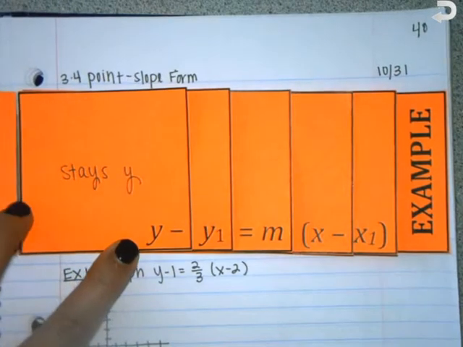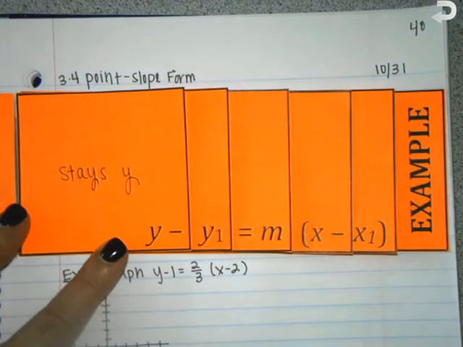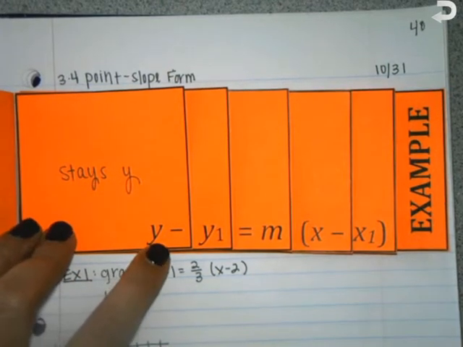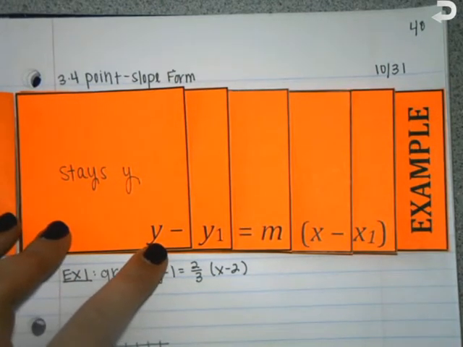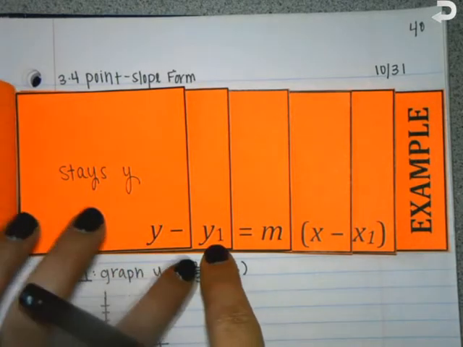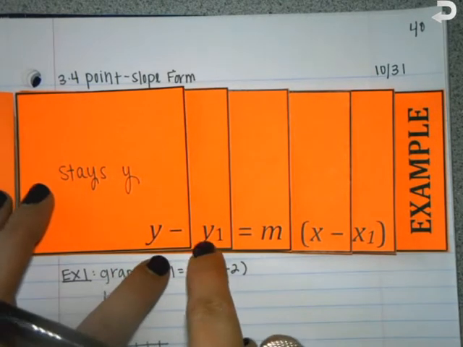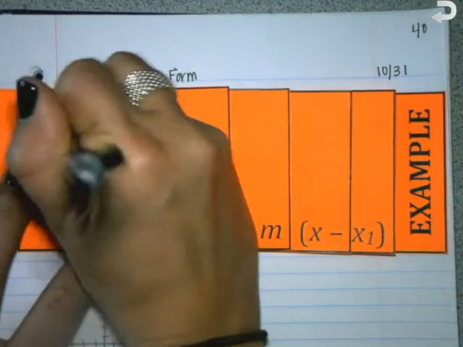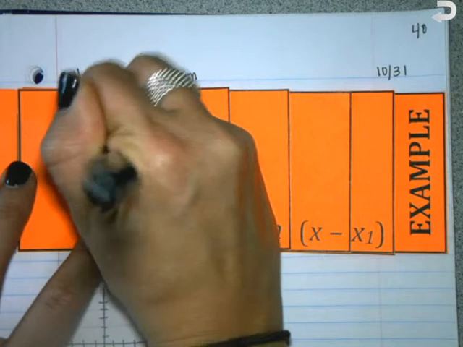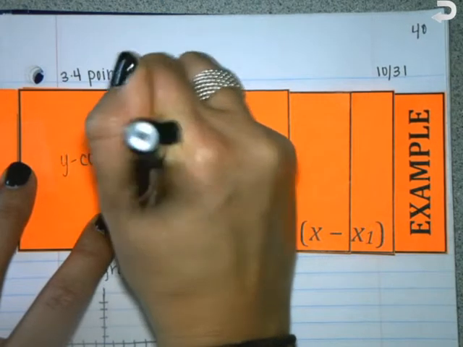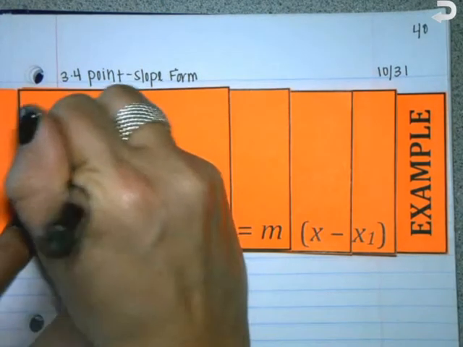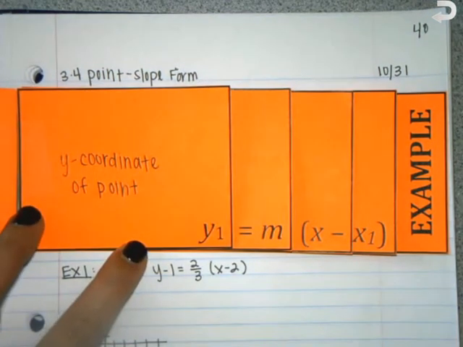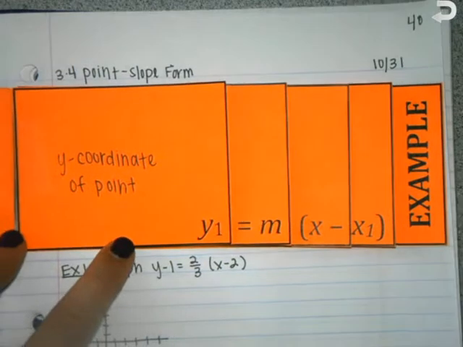Because when we are putting something into point-slope form, this is what we're going to spit out. So we have to have just a regular y. Now, the y1 is going to be the y-coordinate of my point, of the point that's given. They will give you a point. So the y1 is going to be the y-coordinate of the point.